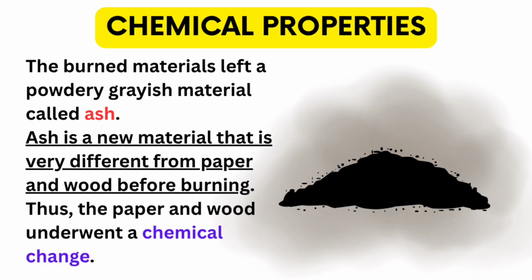The burnt material left a powdery grayish material called ash. Ash is a new material that is very different from paper and wood before burning. Thus, the paper and wood underwent a chemical change.